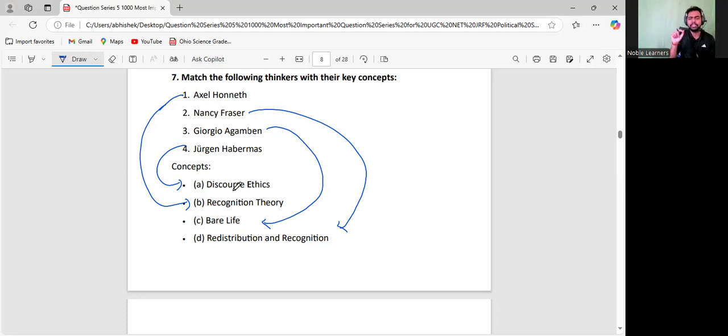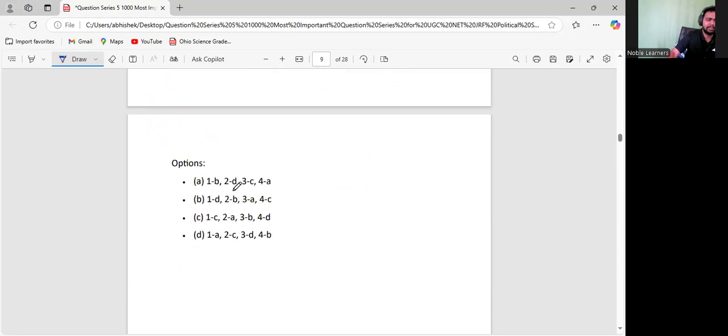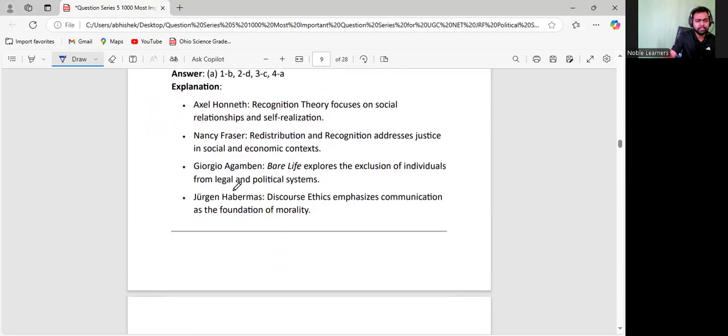Habermas is also associated with the concept of public sphere, which is indeed related to discourse ethics. Also, apart from this, Habermas is also associated with the legitimation crisis concept. So you just check which option is correct.